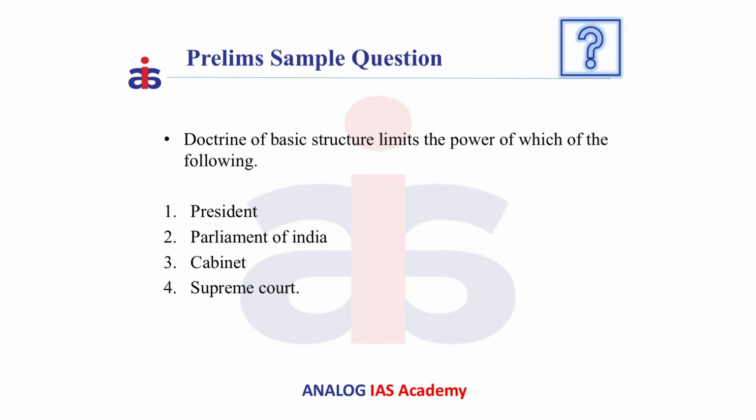Now let us see a question based on this. Doctrine of basic structure limits the power of which of the following? President, Parliament of India, Cabinet and Supreme Court. The answer is 2.